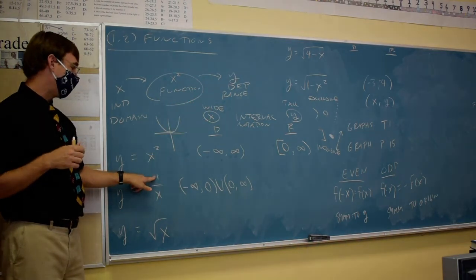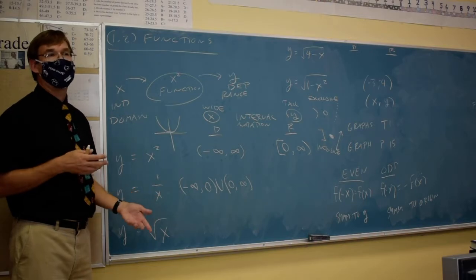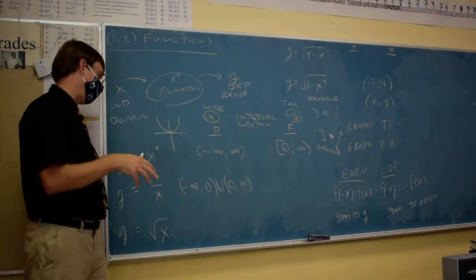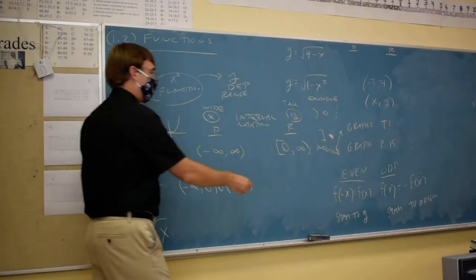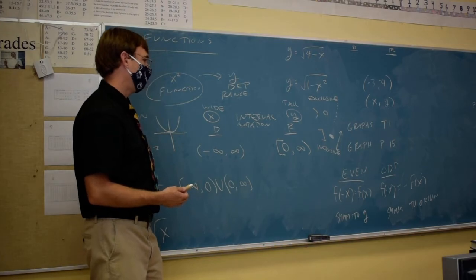Like if you had 1 cookie and tried to share it with the entire world, you'd still get like a cookie molecule. You could never do 1 divided by something and get 0. So this answer is literally every number except for 0. How can we write that?